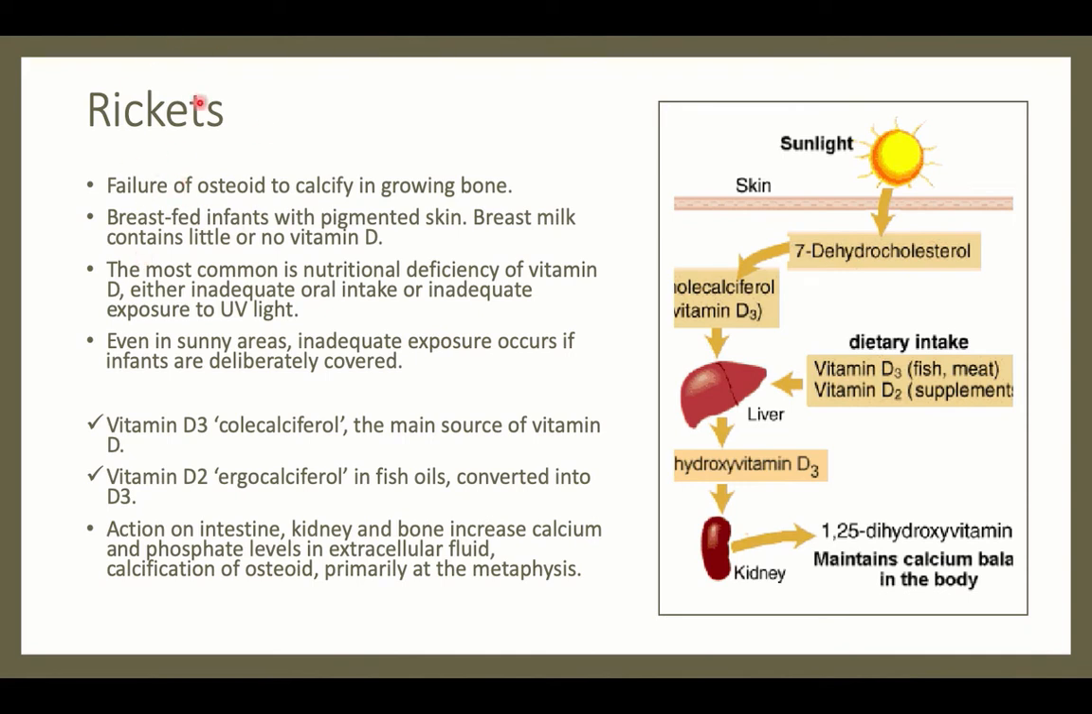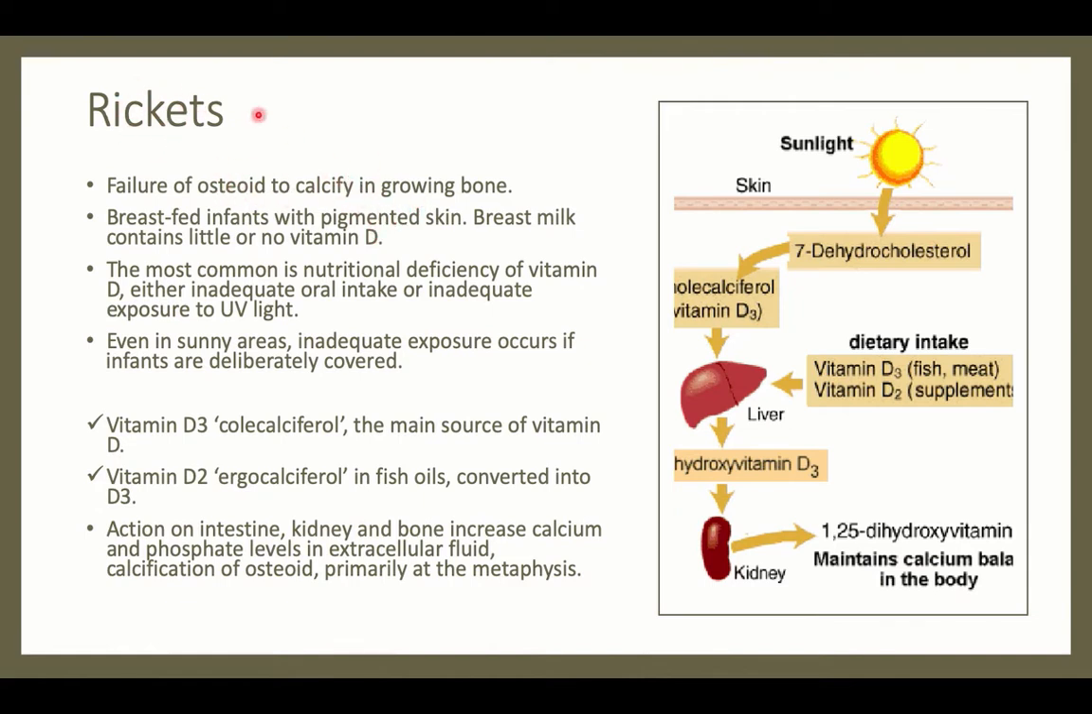Rickets, one of the important topics in pediatrics. By rickets, we mean we have failure of osteoid to calcify in growing bone. In other words, it is defective mineralization of bone. Bone is formed of matrix and minerals. Failure to mineralize the osteoid tissue, this is rickets.